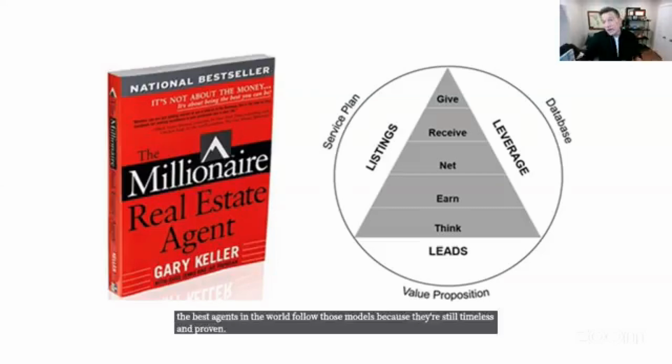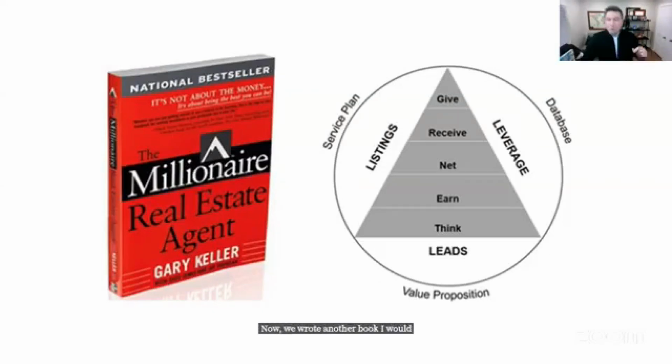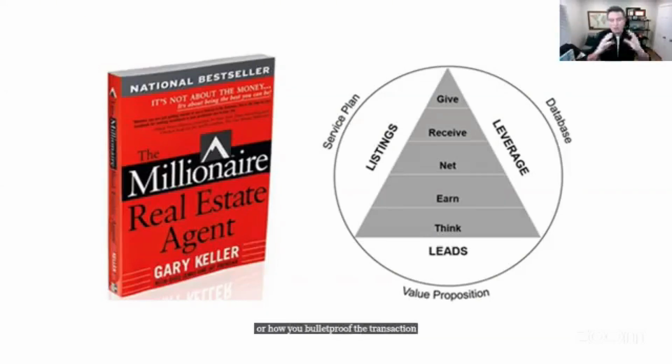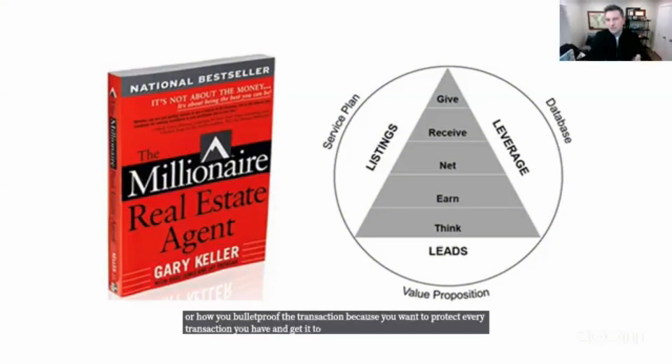Now, we wrote another book I would recommend you all look at, for times like 2024, called Shift. And those are the 12 tactics that top agents do to tackle tough times. Now, those are more timely tactics and they're more specific, like around how you amplify your open house efforts to show property and bring potential buyers in, or how you bulletproof the transaction because you want to protect every transaction you have and get it to the closing or to the finish line because every transaction matters in a shifted market.